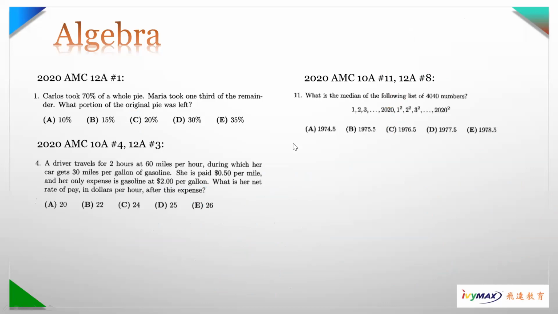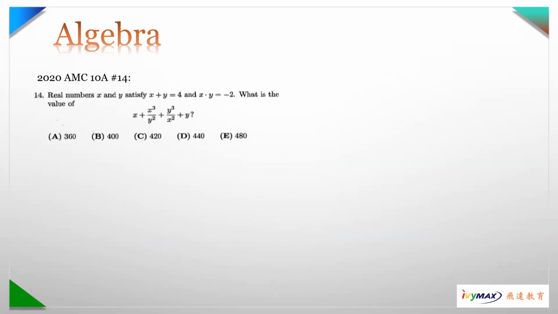All right, let's move on to the next slide. So let's read this question. This is problem number 14 in 10A. We have real numbers x and y satisfying the following: x plus y equals 4 and x times y is -2. What is the value of this expression?